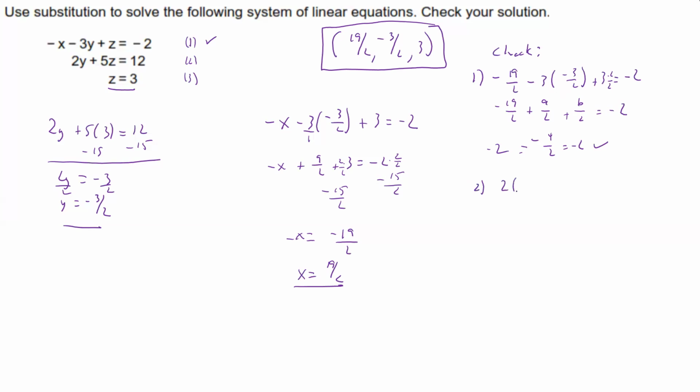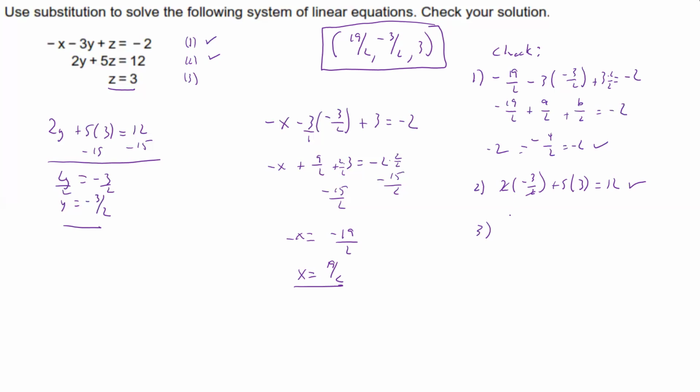Now let's try equation 2. Here we have 2 times y, which is negative 3 over 2, plus 5 times the z, which is 3. That's supposed to be 12. So the 2's cancel here and here. So we have negative 3 plus 15. So 15 minus 3 is 12. So that works.